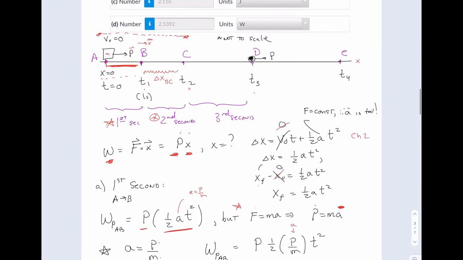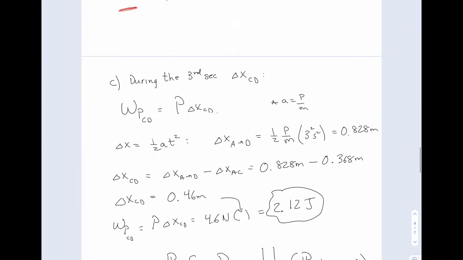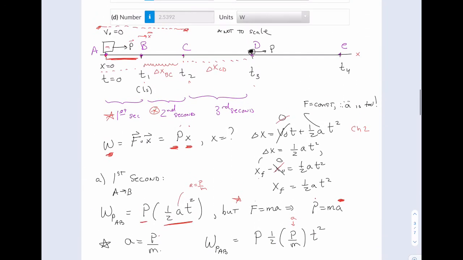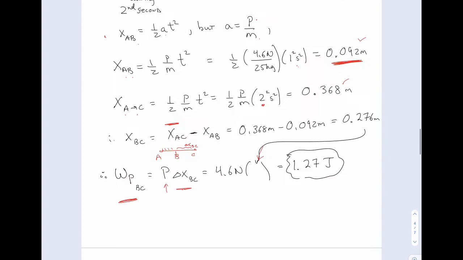Okay, so here's my third second. I need to find my delta x CD, so I go down here. The work done during the third second is the force times the distance from C to D. So use kinematics to find the total distance out to point D, and then I subtract away the distance from A to C, and that gives me the distance from C to D.